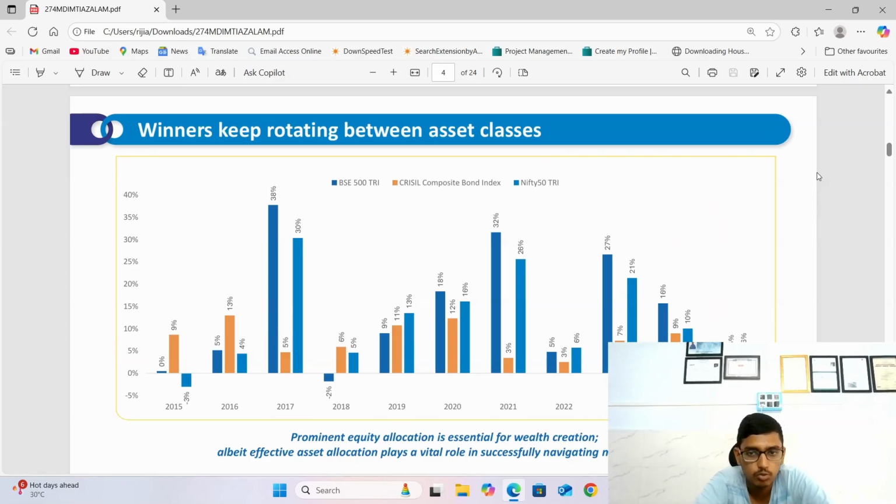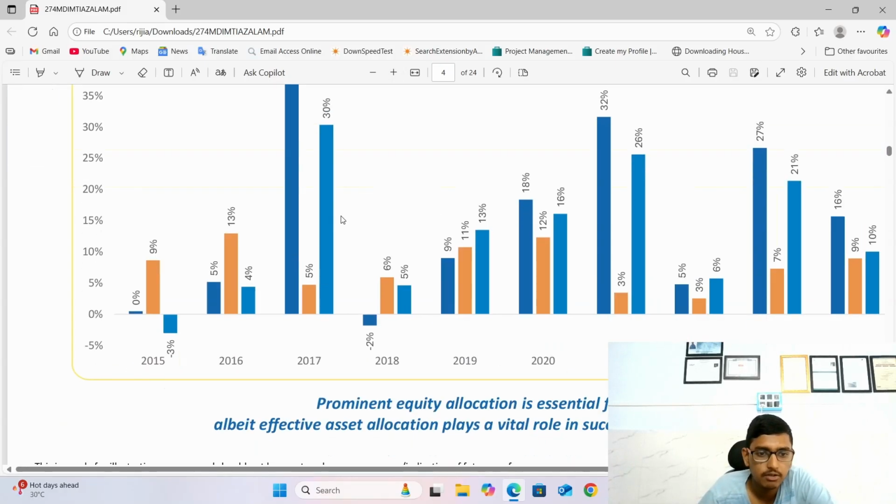If you see who won in the stock market in the last 25 years or so, you would see that in most cases, in some years equity performed better, and in some years debt performed better. In 2015, the BSE 500 TRI got negative 3% returns. The CRISIL bond index got a positive 9% return. And the Nifty 50 TRI only got 0% returns.